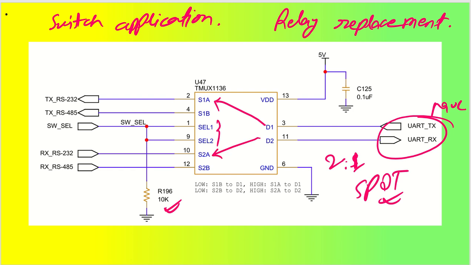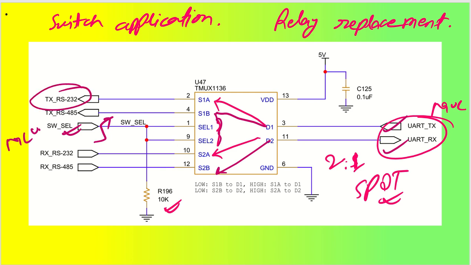Understood? Now as soon as select 1 and select 2 become high, so I am going to use one select line, the SW switch select line from the MCU. If it is made high, then D1 will get connected to S1B and D2 will get connected to S2B. Okay, so this UART TX and UART RX will get renamed as, let's say, TX RS232 and RX RS232.